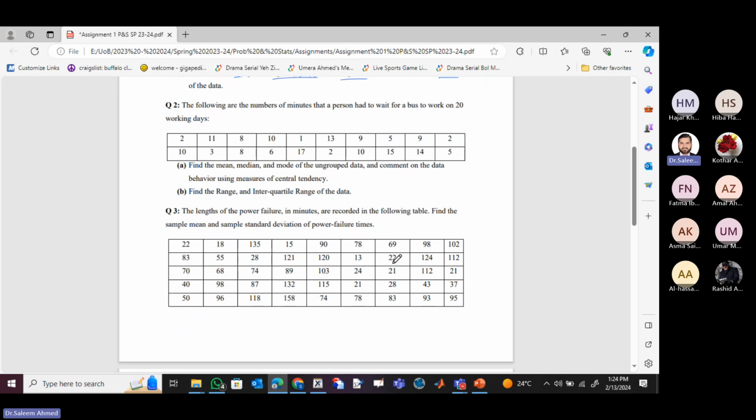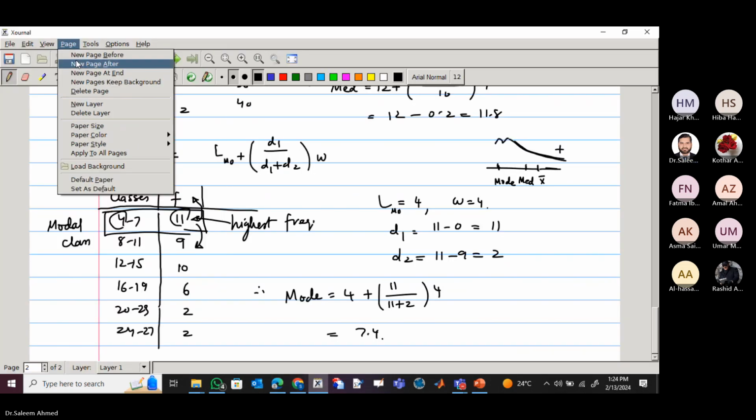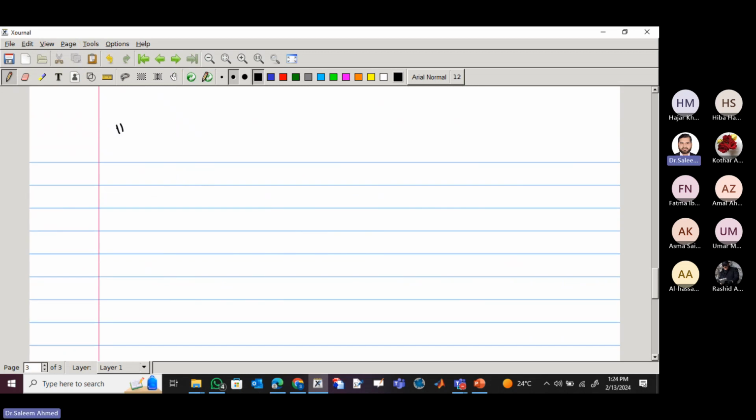Here in the second part, you have to find mean, median, mode, but using ungrouped data. So ungrouped is easy. There are 20 values, so you will just add them, right? For the second question, you are using ungrouped data, so no frequency there. So it means this is easier.